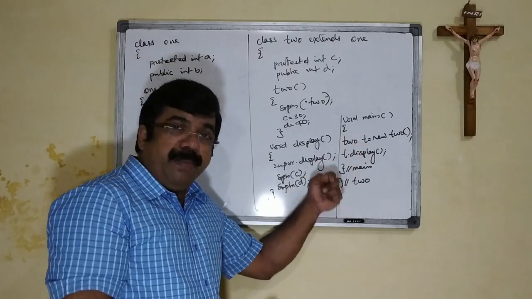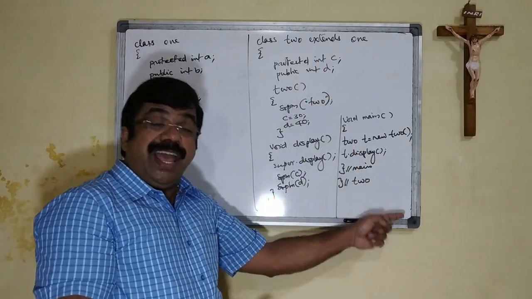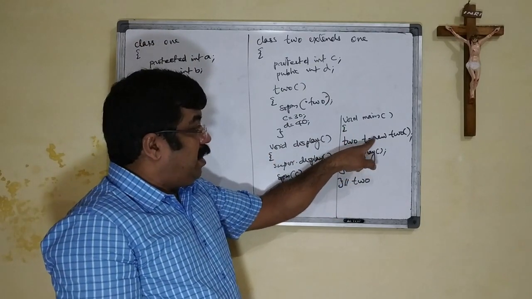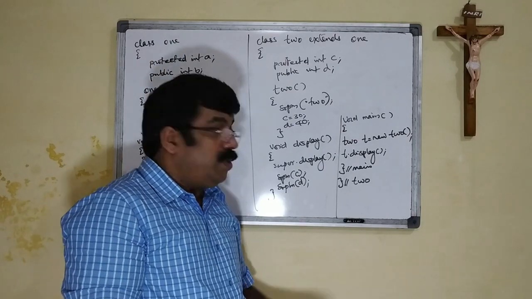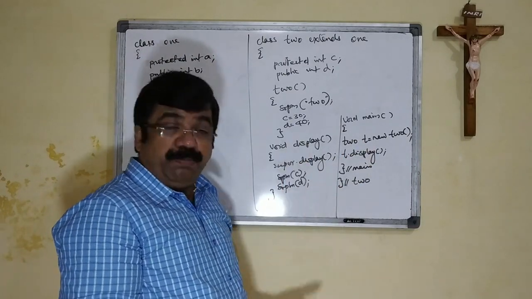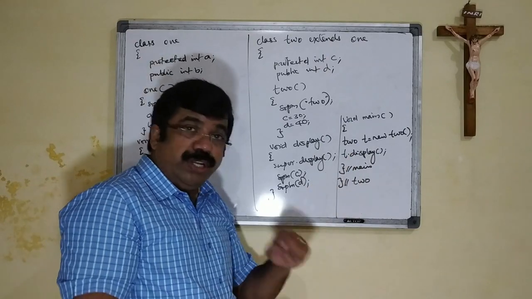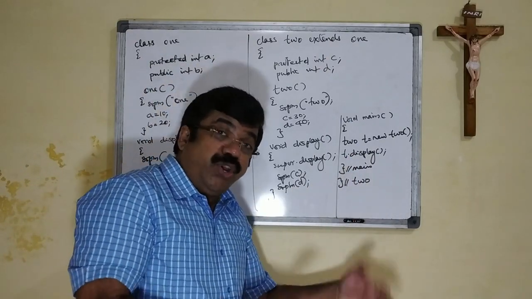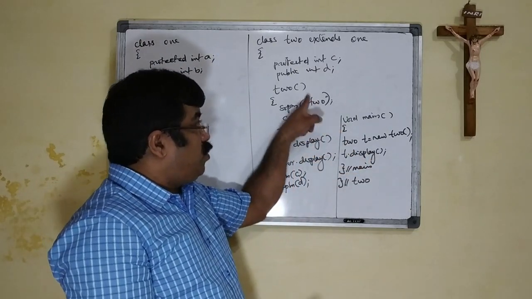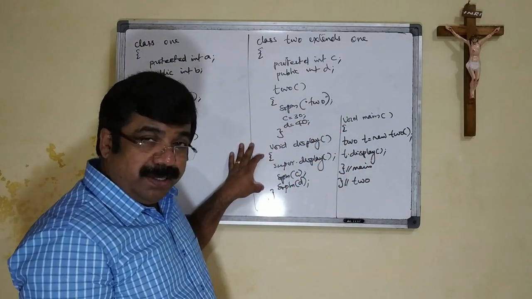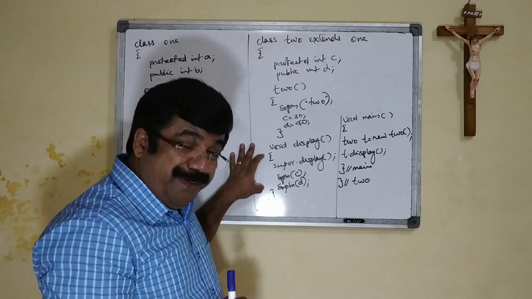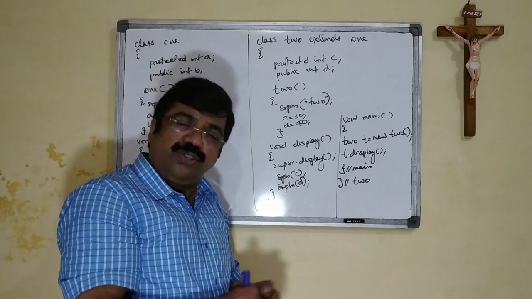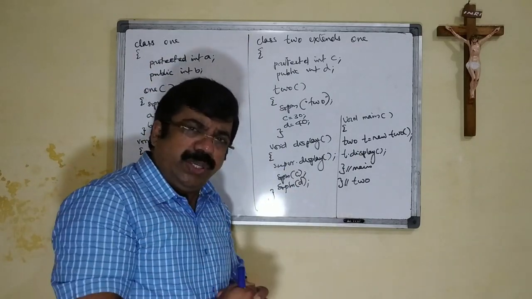Okay, we have the main function for the derived class. 2 t is equal to new 2. t dot display is going to execute the member function of the derived class. And, as we gave in the previous example, we can give a call to the base class functions, which we saw already. Now let us see.